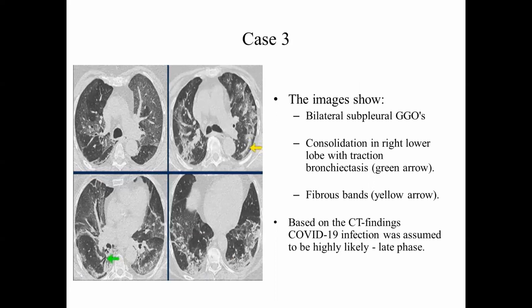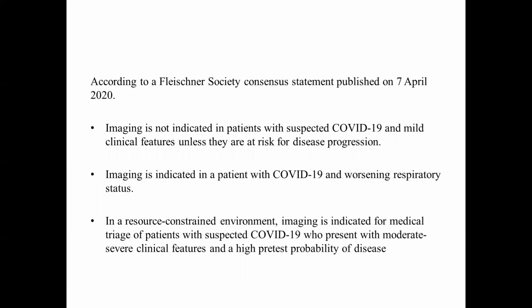Case scenario 3: again a patient with COVID symptoms, with bilateral subpleural GGOs, consolidation in the right lower lobe with traction bronchiectasis, and fibrous bands. Based on these findings, again, this is a case of late phase.